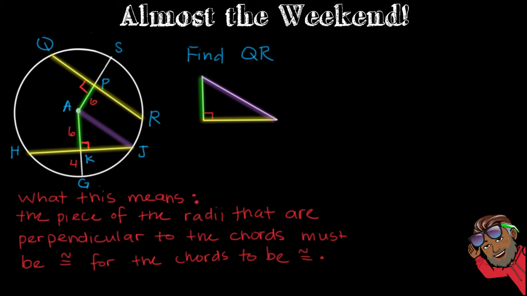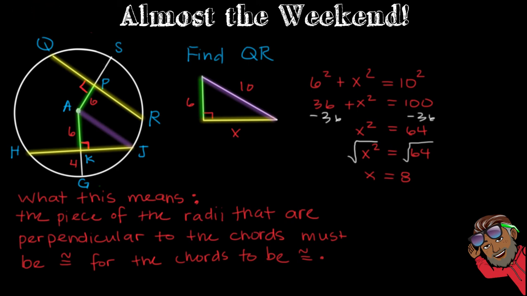I know that the green segment is going to be 6 because it says so, and the purple segment, which is the radius, is going to be 10. I need to solve for x. So I'm going to set up my Pythagorean theorem. 6 to the power of 2 plus x to the power of 2 is equal to 10 to the power of 2. Now I'm going to go ahead and solve this, and I get x is equal to 8.